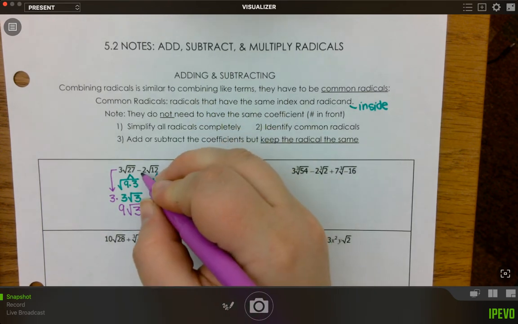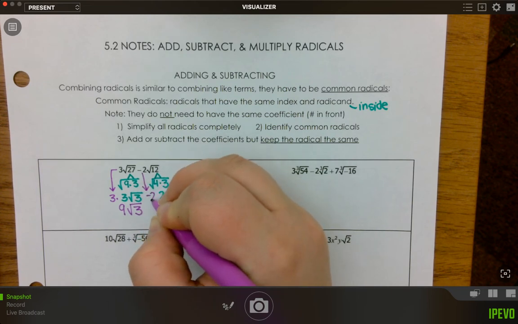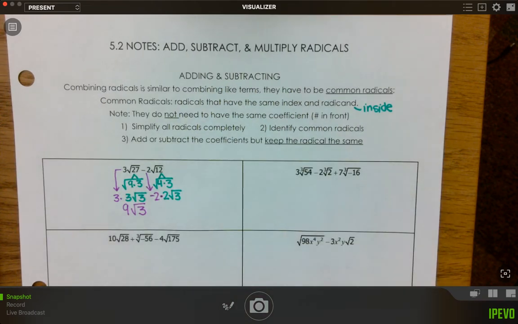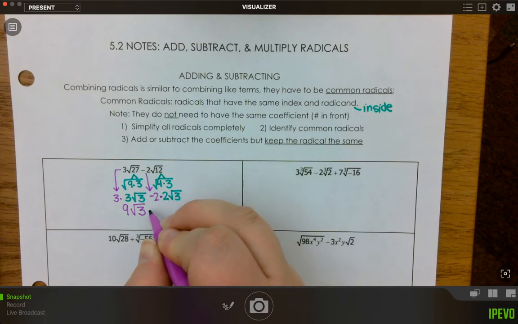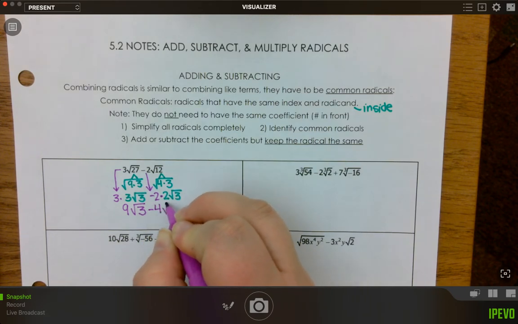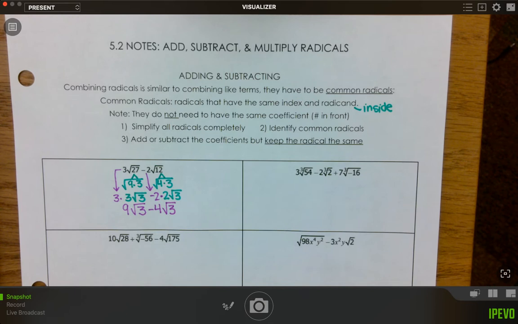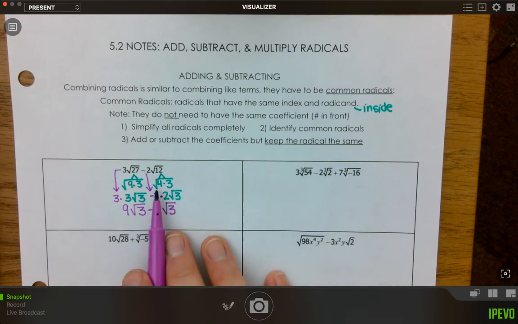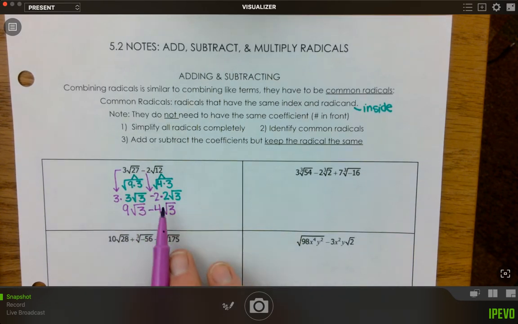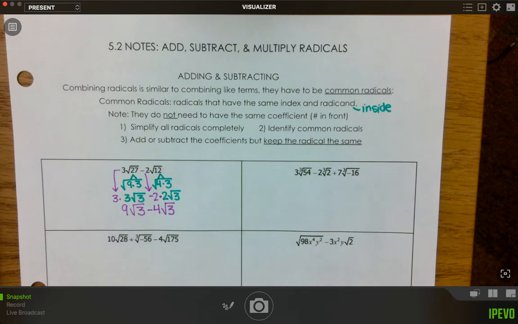And there was a negative 2 in front. That's going to come right here. Negative 2 times 2 is negative 4. Okay, so whatever number comes out of the square root gets multiplied by the number that was already there, which is why this is negative 4. Now we have 9 square roots of 3 minus 4 square roots of 3.